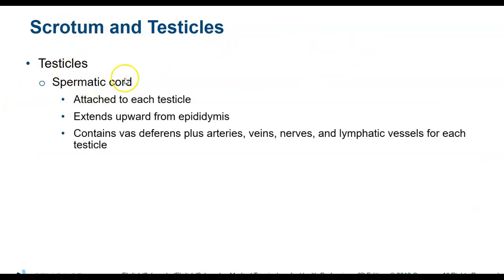Again, testicles, we have the spermatic cord. They're attached to each testicle, extends upward from the epididymis, and this spermatic cord contains vas deferens plus the arteries, veins, nerves for each testicle.